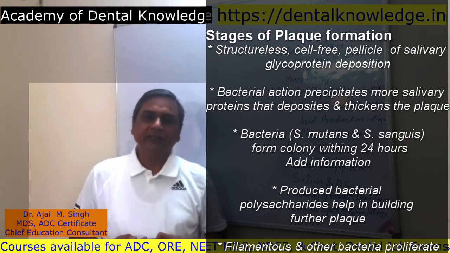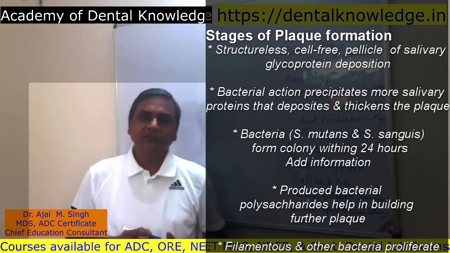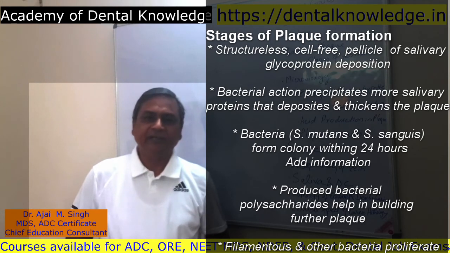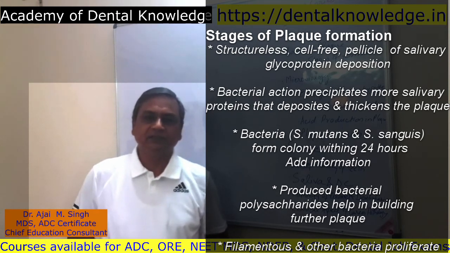It will be followed by colonization of the cell-free layer by bacteria, particularly by Streptococcus sanguis and Streptococcus mutans strains, within 24 hours. There will be progressive buildup of plaque substance by polysaccharides produced by bacteria. Lastly, proliferation of filamentous and other bacteria takes place as the plaque matures.